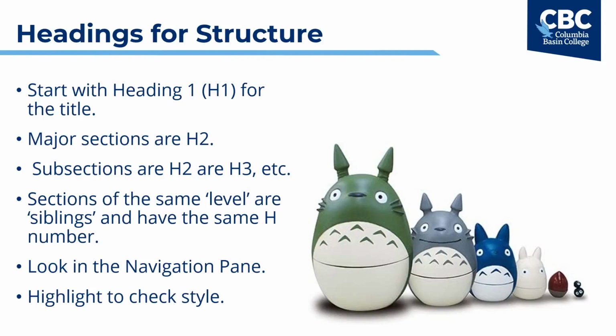Each H3 within H2 is called its child, and the H2 would be called its parent. Each of the 3 H3s has the same level of importance, so they would be called siblings to one another. Headings are hierarchical sections, and they nest within one another, like these Totoro nesting dolls pictured here.